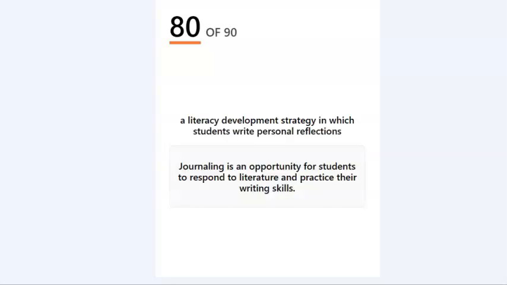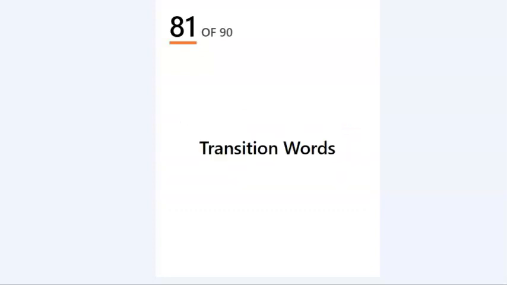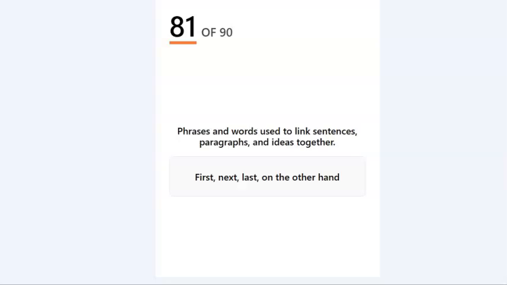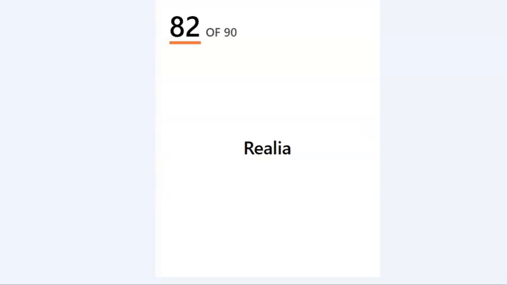Journaling. A literacy development strategy in which students write personal reflections. Journaling is an opportunity for students to respond to literature and practice their writing skills. Transition words. Phrases and words used to link sentences, paragraphs, and ideas together. First, next, last, on the other hand.